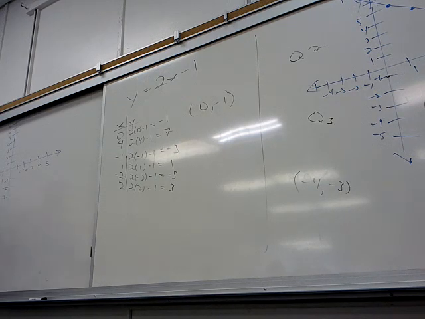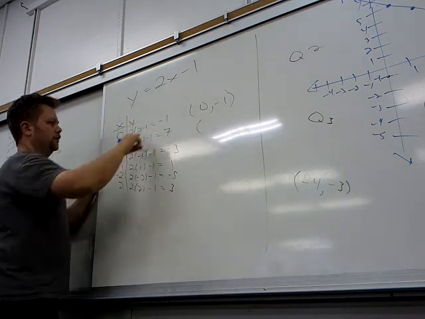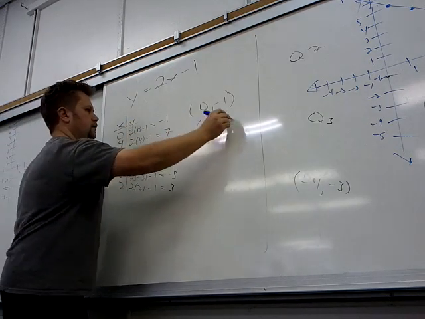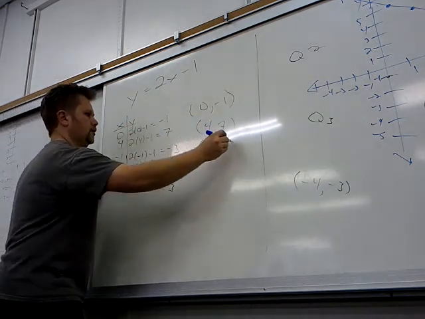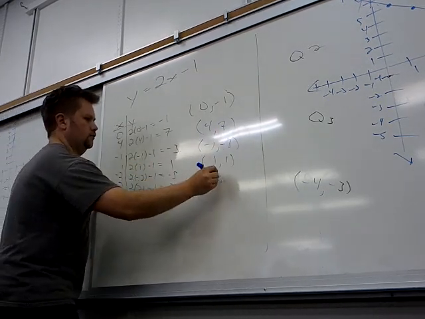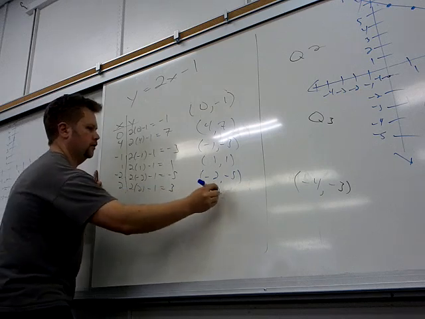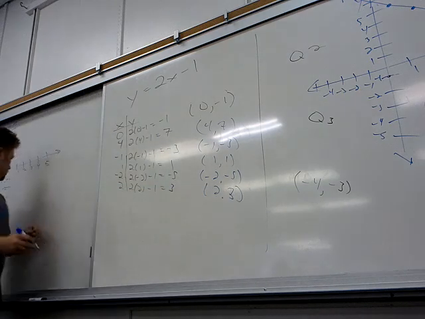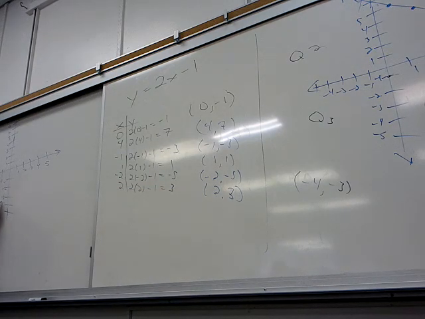So how do you plot these points here? What points do I have? I have 0, -1, 4, 7, -1, -3, 1, 1, -2, -5, and 2, 3. So 0, -1, like we said, it doesn't go anywhere left and right. It only goes down 1.